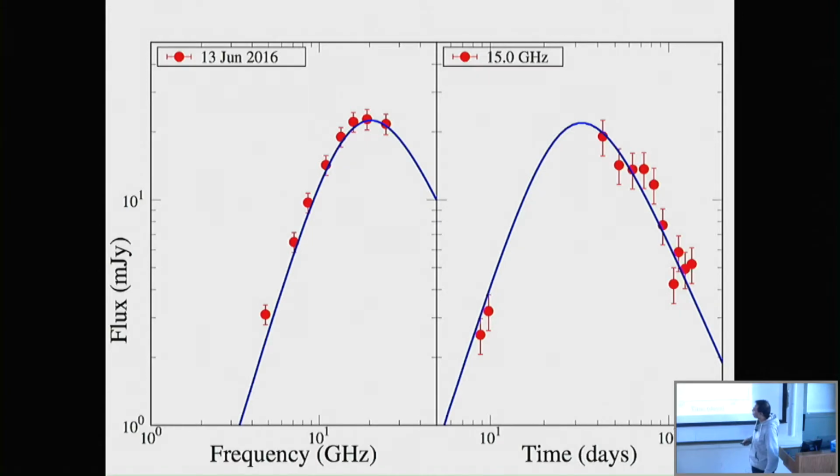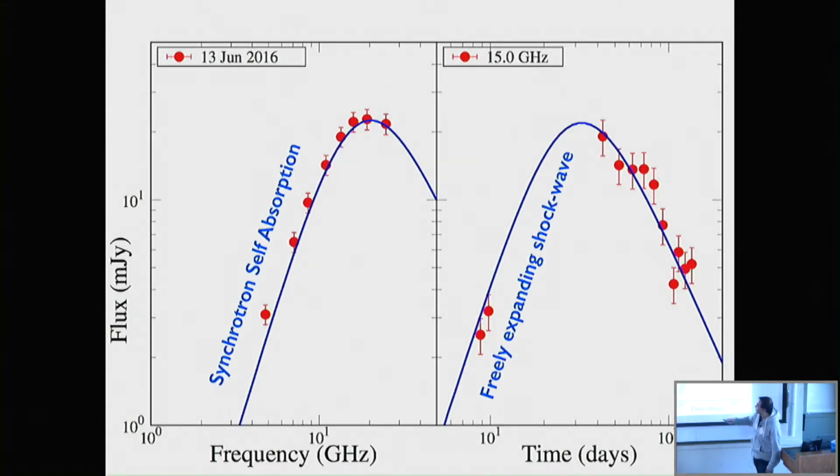This is how typical observations look. What is plotted on the left side is the spectrum of a supernova, and you can see that this is a signature of synchrotron self-absorption. On the right side, of course, the spectrum evolves and you see a light curve at a particular frequency. Again, you can look at what the characteristic rise time and fall times are. That tells you what's happening. So I can, from here, deduce that it's a freely expanding shock wave.